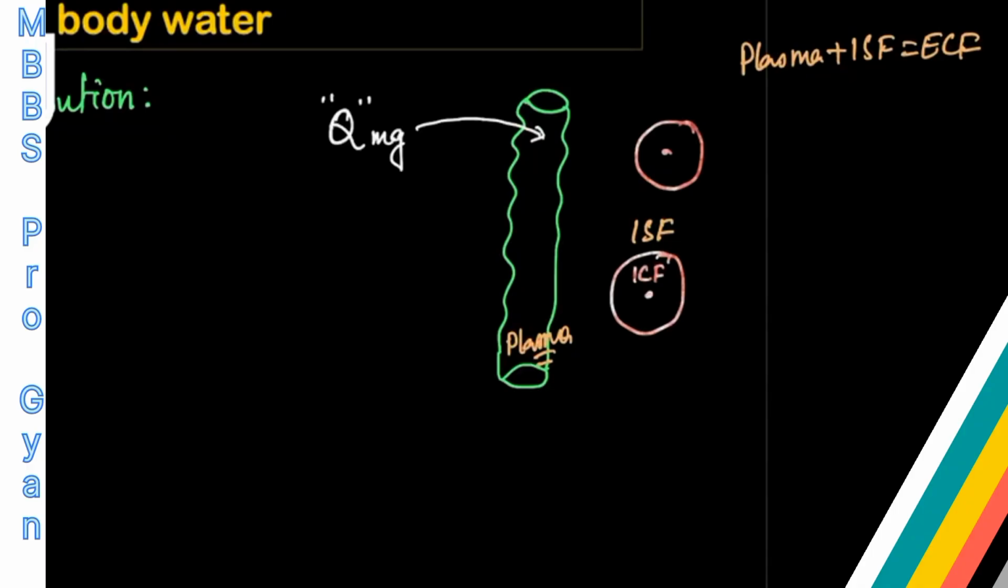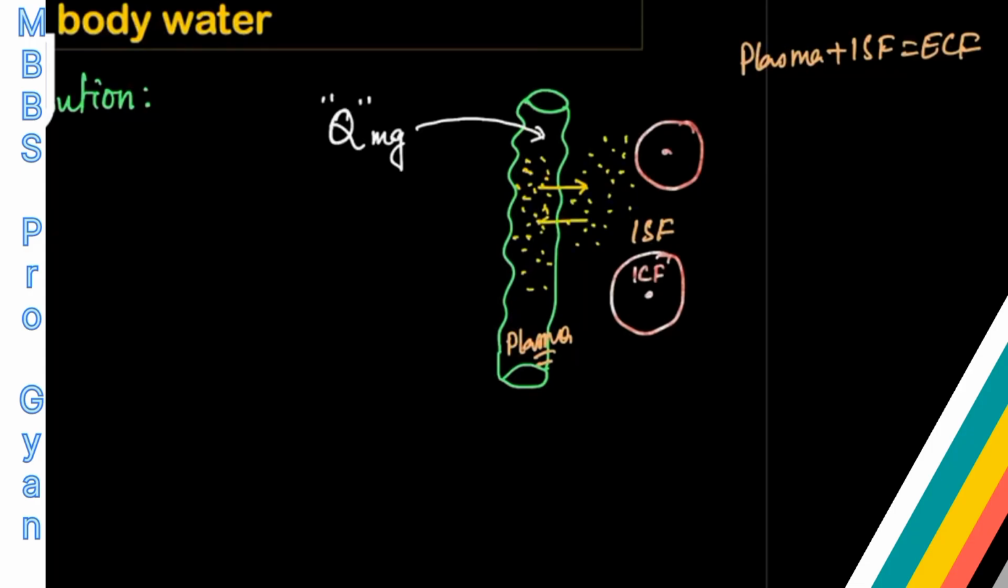Now, whenever you inject inulin into the capillary blood, inulin will be distributed evenly inside this blood, and then inulin will try to penetrate the capillary, and it is freely permeable to the capillary. So what will happen? Now the inulin will also come out of this capillary and it will be distributed here also. Here means this is the interstitial fluid.